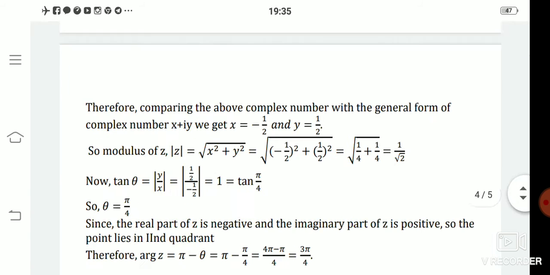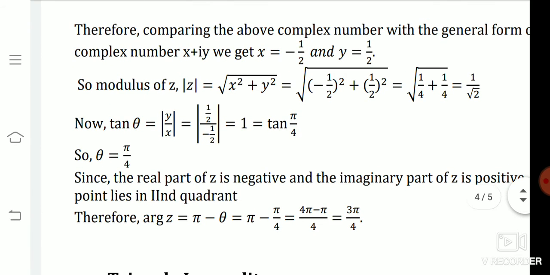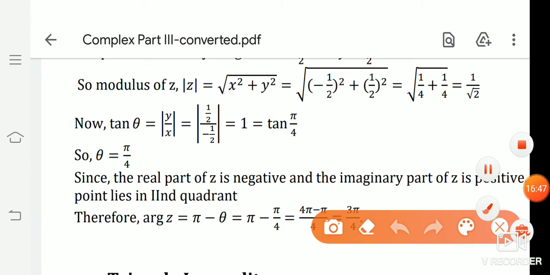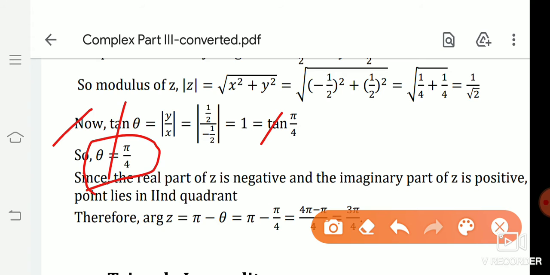For this argument we first find the value of tan theta. So we know that tan theta is equal to mod of y by x. Here first thing you note that we didn't want the value of tan theta in negative. That's why I am taking the mod so that I can get the positive value. So what is the value of my y? The value of my y is 1 by 2 divided by minus 1 by 2, which I get 1, and we know that tan of pi by 4 is equal to 1. That's why my tan gets cancelled out. So theta equal to pi by 4.